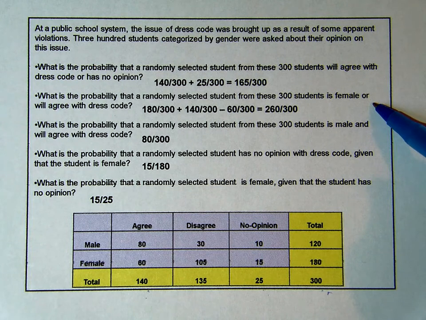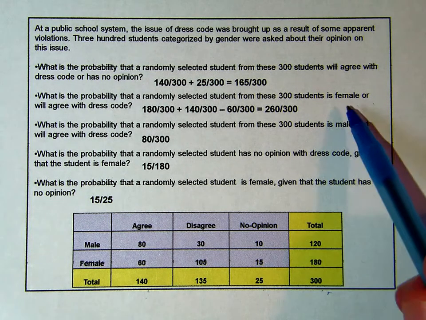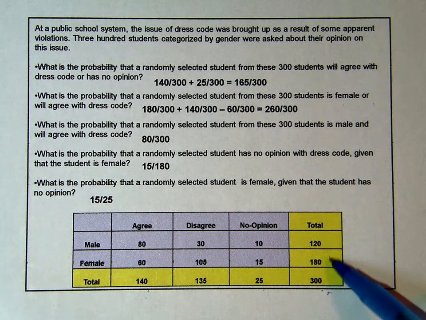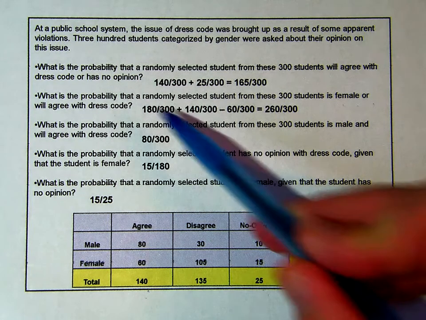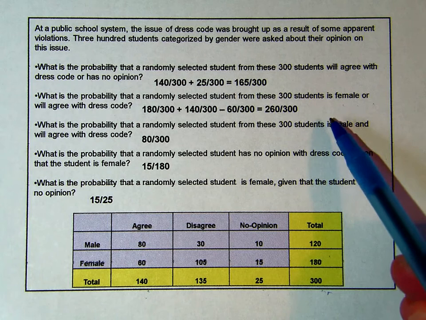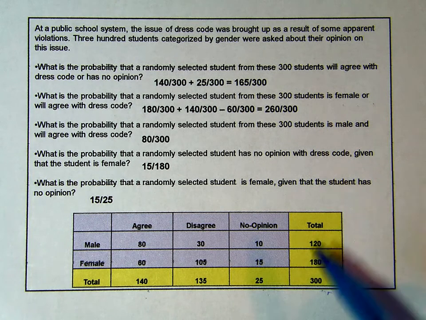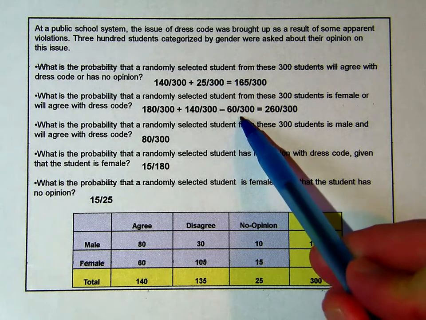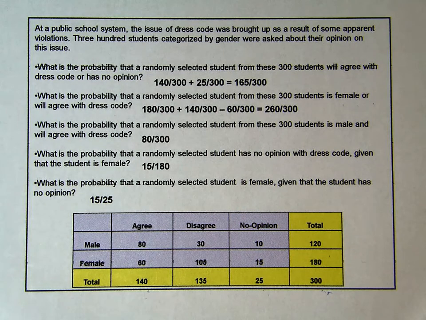Second one, what is the probability that a randomly selected student from these 300 is female or will agree with the dress code? Well, female and agreeing with the dress code, they're not mutually exclusive. So we have to use the rule of adding up the 2 individual probabilities and then subtracting off what got counted twice. So the first part is the probability of being female, 180 out of 300. Second part, probability of agreeing with the dress code, 140 out of 300. And then we have to subtract off the both category, which means female and agreeing. That's subtracting off the 60 out of 300. So it gives us a final answer, 260 out of 300.